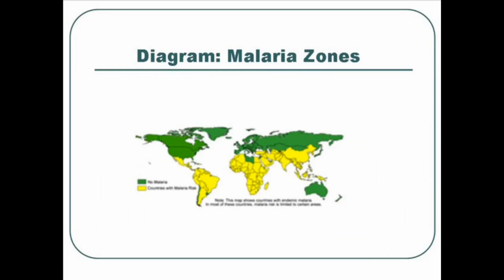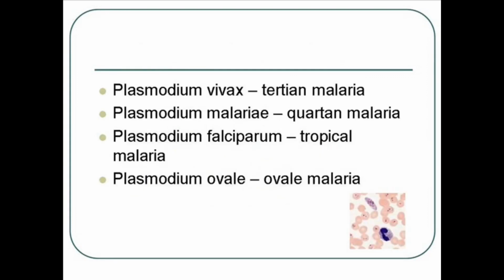Malaria is spread in Africa, Asia, Latin America, and southern countries of the post-Soviet Union. The disease is caused by protozoa Plasmodium. Four of them are parasitic in man: Plasmodium vivax, the causative organism of tertian malaria; Plasmodium malariae, the causative agent of quartan malaria; Plasmodium falciparum, the agent of tropical malaria; and Plasmodium ovale, the causative agent of ovale malaria.